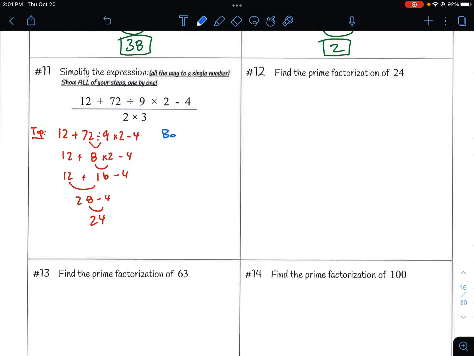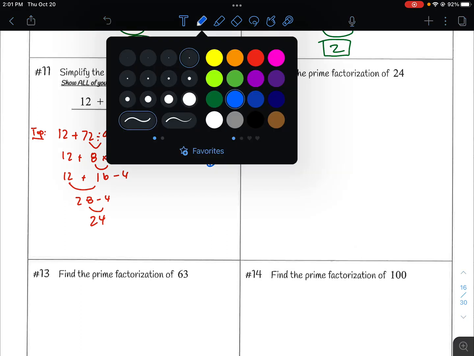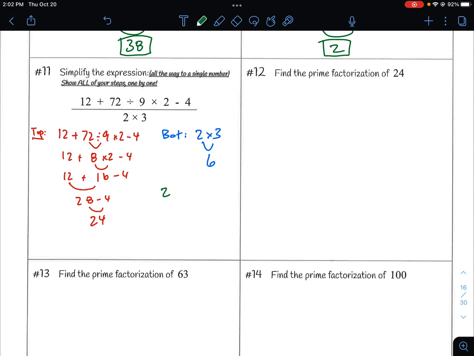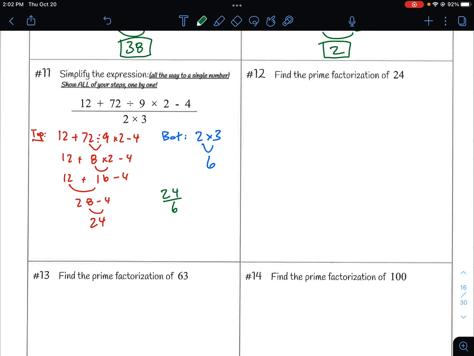And the bottom was pretty simple. It was just 2 times 3. And yes, I know you could have just put a 6 over there. I get it, but I'm just showing you everything. So the bottom is 6. So our problem that's left over is 24 over 6, or 24 divided by 6. Simplify that. We do division, and 6 does go into 24 evenly. It goes in 4 times.